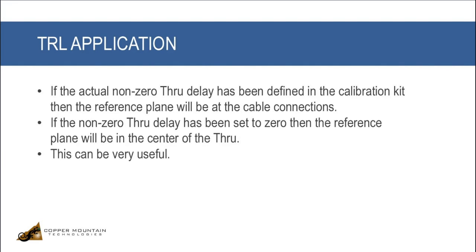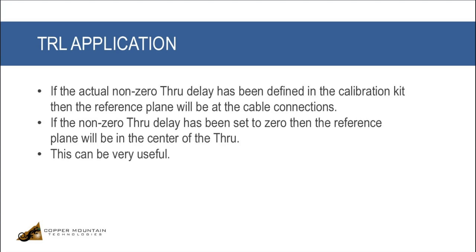So if the actual non-zero through, I did say that for TRL, the through has to be zero length. Well, for LRL, the through is not zero length. We might use this for our TRL calibration. That's not zero length, it's 30 picoseconds, as I recall. So you have to, the lines will have to be 90 degrees longer than this through.